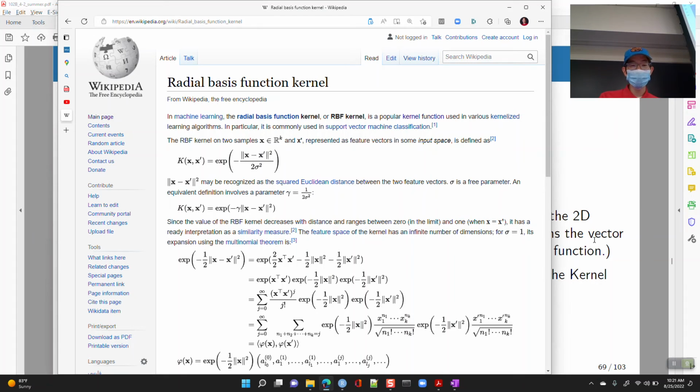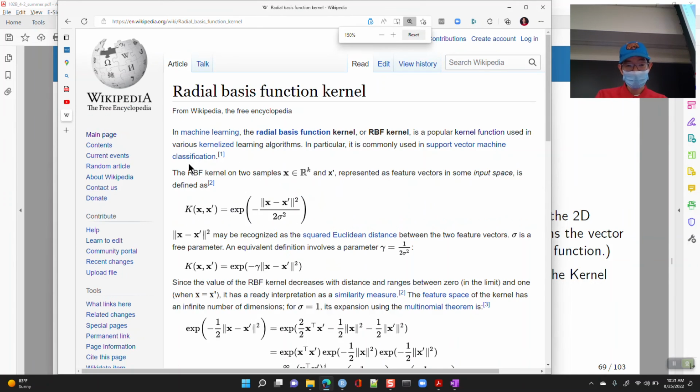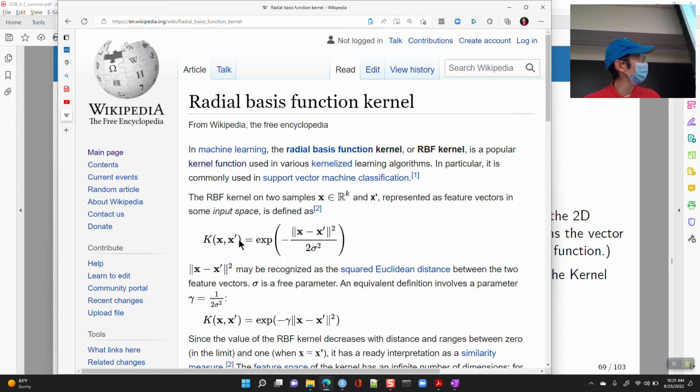So one of the most popular ones is the radial basis function kernel, which defines the kernel distance or the kernel metric between some point x and x prime. They say, okay, take the distance between x and x prime, your two points, take that squared Euclidean distance, divide by some arbitrary value sigma, and then raise e to that thing, okay?